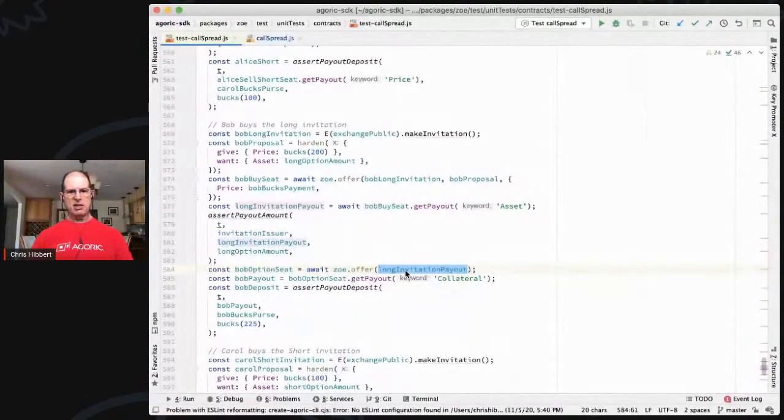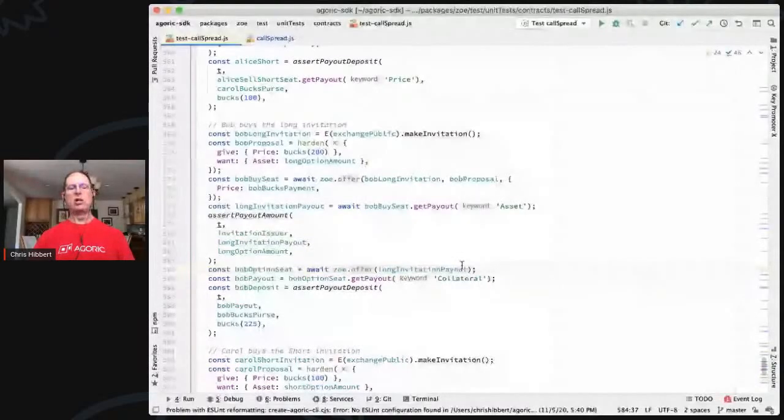So this is where the long option payout is the payout that Alice got, which was passed to Bob, and Bob uses that as an invitation to Zoe. Usually the offer call has an invitation and it has a proposal and it has a payment. But in this case, these two options are already fully collateralized. They're already paid for, so Bob doesn't have to provide any funds. So he just gets the seat immediately for it.